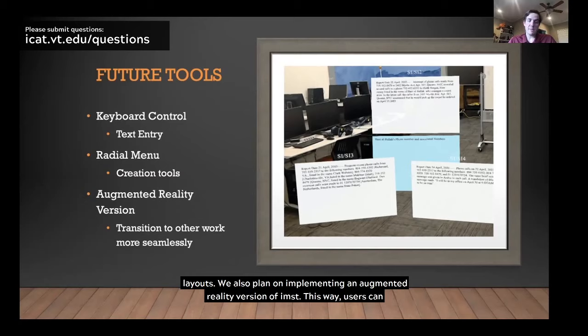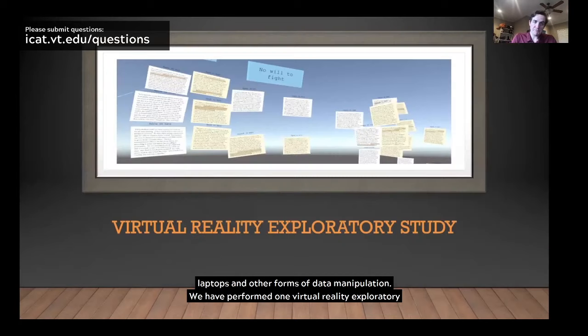We also plan on implementing an augmented reality version of IST. This way, users can transition more seamlessly to other work or even use other tools such as whiteboards, laptops, and other forms of data manipulation.